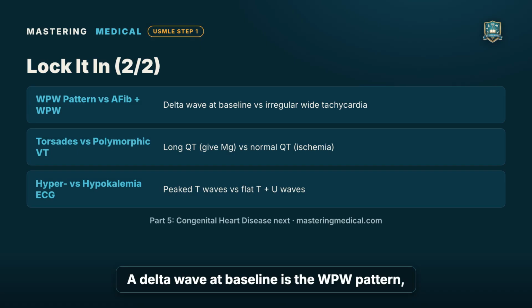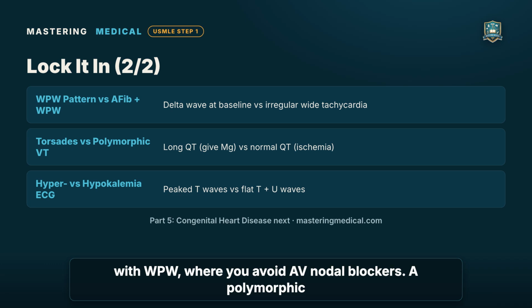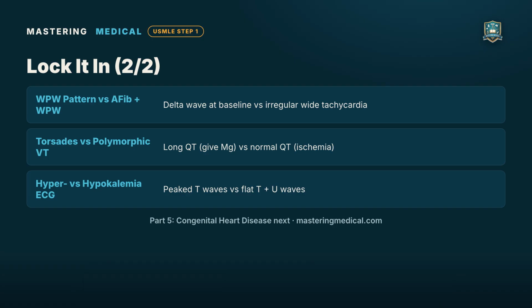A delta wave at baseline is the WPW pattern, while an irregular wide fast tachycardia is atrial fibrillation with WPW, where you avoid AV nodal blockers. A polymorphic ventricular tachycardia with a long QT is Torsades, treated with magnesium. And on the potassium strips, peaked T waves mean high potassium, while flat T waves with U waves mean low potassium. That is part 4.